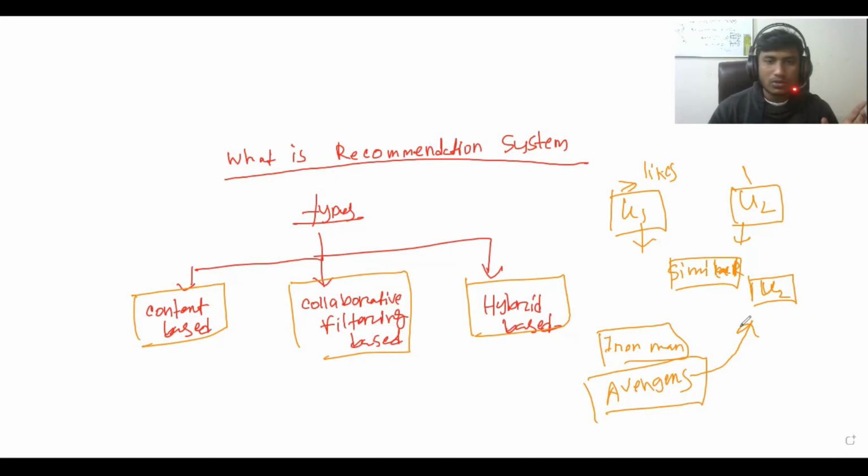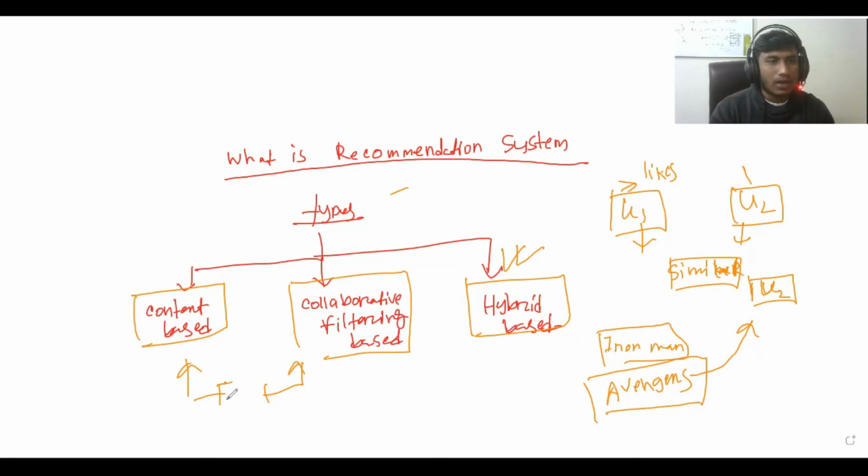And now let's talk about the hybrid recommender system. So what is a hybrid recommender system? It's nothing but a mix of two types of recommender system: one is content based and one is collaborative based. If you mix them together, you get a strong, powerful recommender system, which is the hybrid based recommender system.